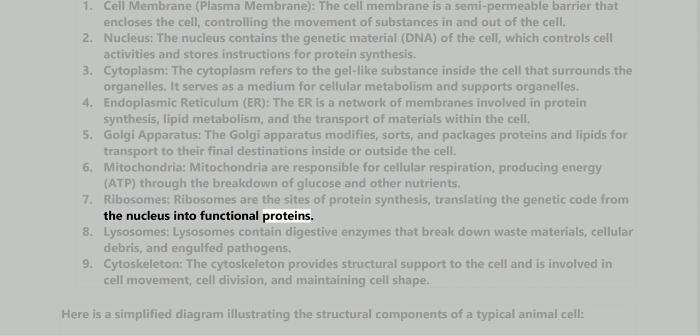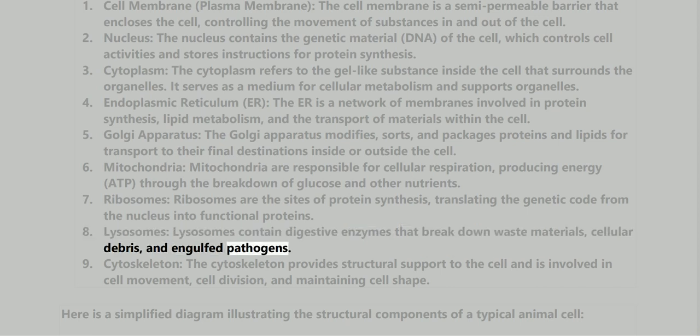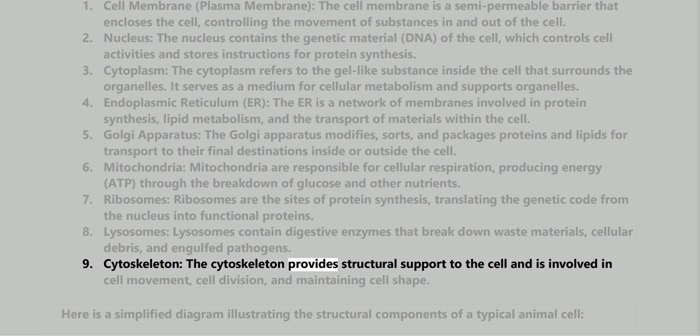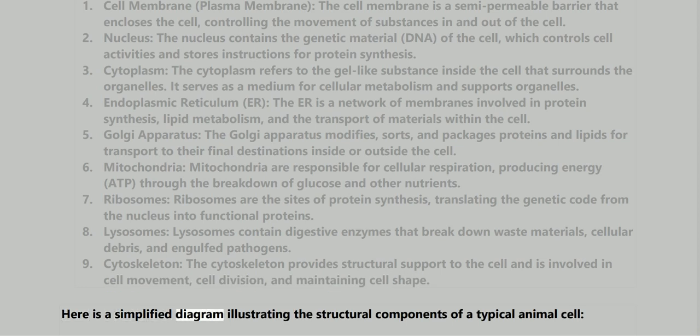8. Lysosomes. Lysosomes contain digestive enzymes that break down waste materials, cellular debris, and engulfed pathogens. 9. Cytoskeleton. The cytoskeleton provides structural support to the cell and is involved in cell movement, cell division, and maintaining cell shape. Here is a simplified diagram illustrating the structural components of a typical animal cell.